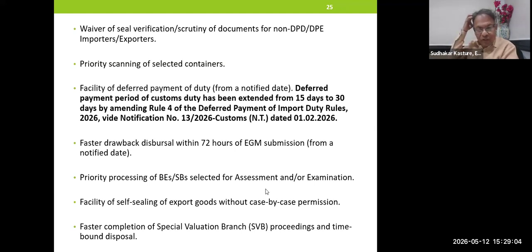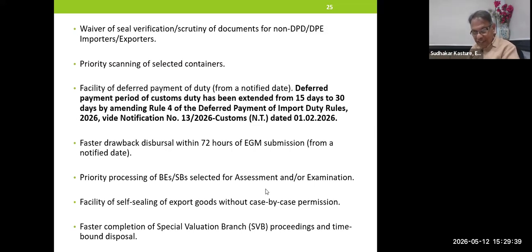Deferred payment, so whatever you clear, you have to pay duty in 30 days. Earlier, this time was 15 days. So you get a deferment of 30 days, by customs notification 13 of 2016. In other words, if you are importing something, duty will be deferred by a month. And if your manufacturing process is finished during that time and you export the goods, naturally you will not borrow money towards payment of duty from the bank. It will save your interest cost also.